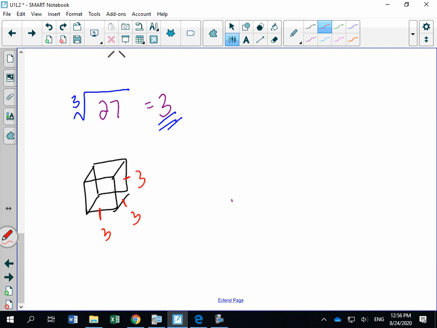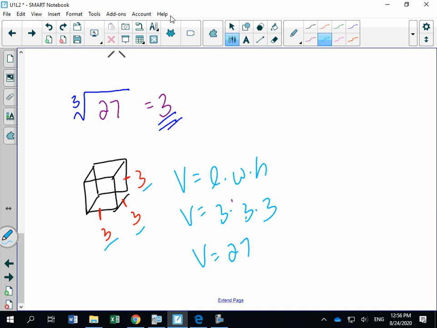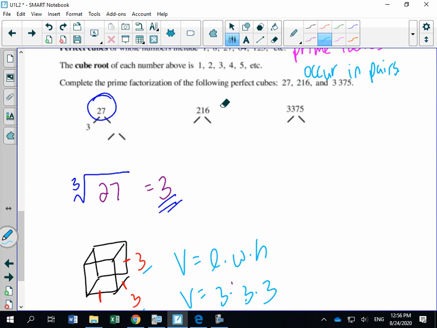And when we have a cube, we're no longer dealing with area. We're dealing with what's called volume. And in order to find the volume of the cube, it's length times width times height. So if I did 3 times 3 times 3, I would get 27. The volume of this cube is 27. Now, let's do 216. If I said, what's the cube root of 216?